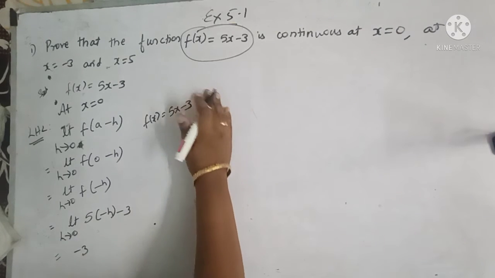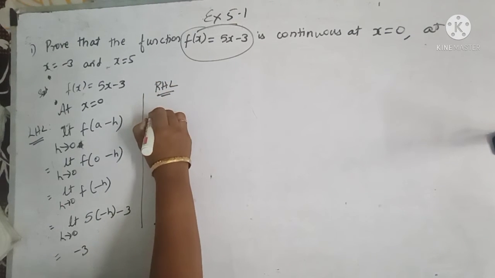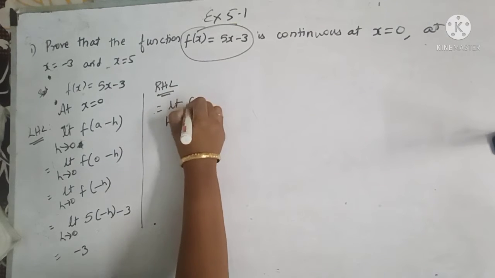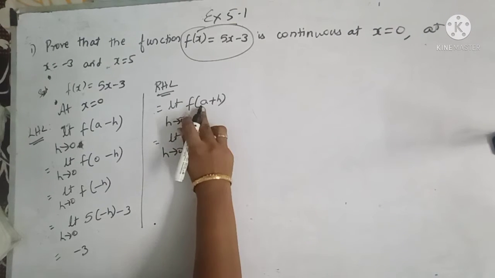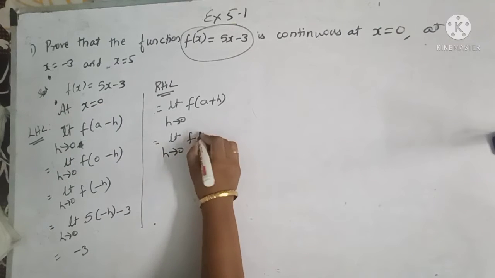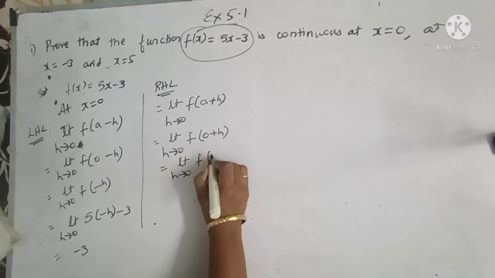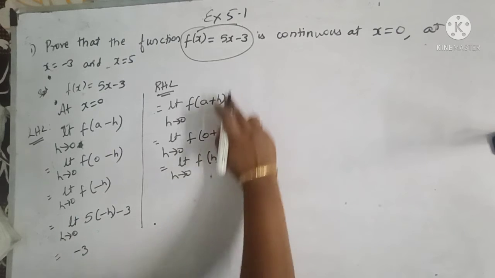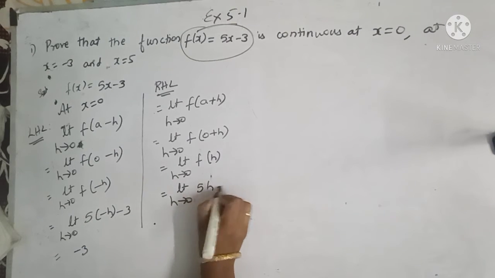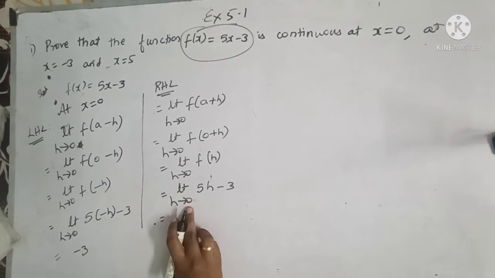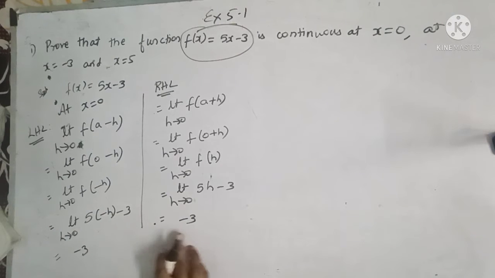Now right hand limit. So what is right hand limit? It is nothing but limit h tends to 0 f of a plus h. So this is equal to limit h tends to 0 f of, in the place of a we are having 0, so 0 plus h. So this is equal to limit h tends to 0 f of, what is 0 plus h? It is nothing but h. Now we have to substitute in the place of x as h. So this is equal to limit h tends to 0 5h minus 3. Now what is h? H is nothing but 0. When I apply h value as 0, we get minus 3. That is 0 minus 3 is minus 3. So we obtain left hand limit is equal to right hand limit.